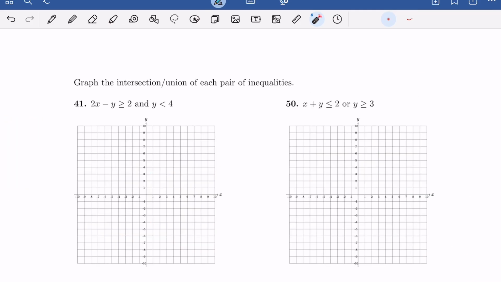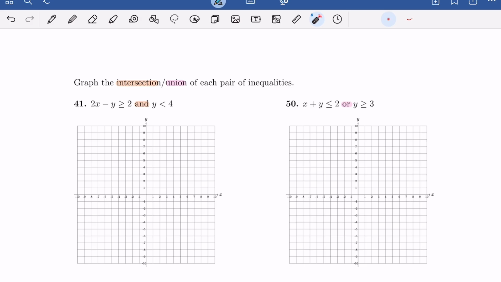Now, if we want to graph the intersection or union of a pair of inequalities, the process is similar. So let's start with this first question here. We want to graph, in this case, the intersection of these two inequalities. The word intersection and the word "and" go together, and then when we're looking at the union, we're going to be using the terminology "or". So our solution set in this case is going to be the intersection of these two. And we'll see that in a moment.